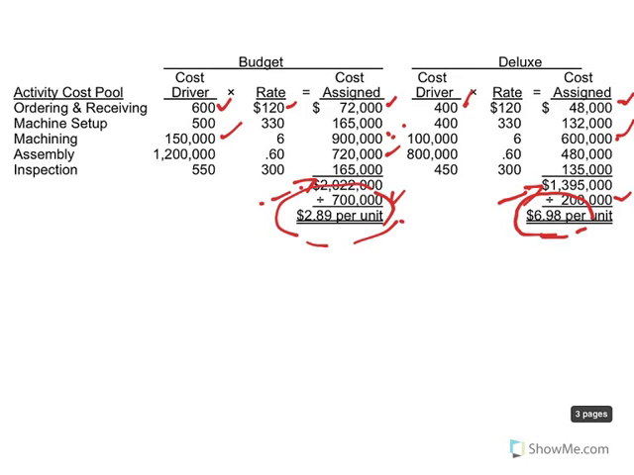That's assigned to them based on their consumption of the activities that comprise the factory overhead costs. And there's a demonstration of activity-based costing. You get the overhead rate, and then you apply it based on the activity consumed by each product.